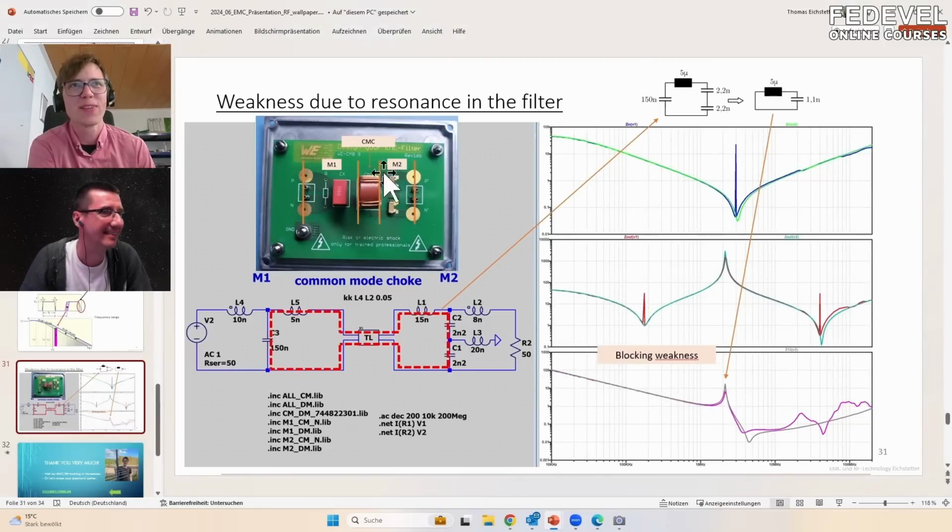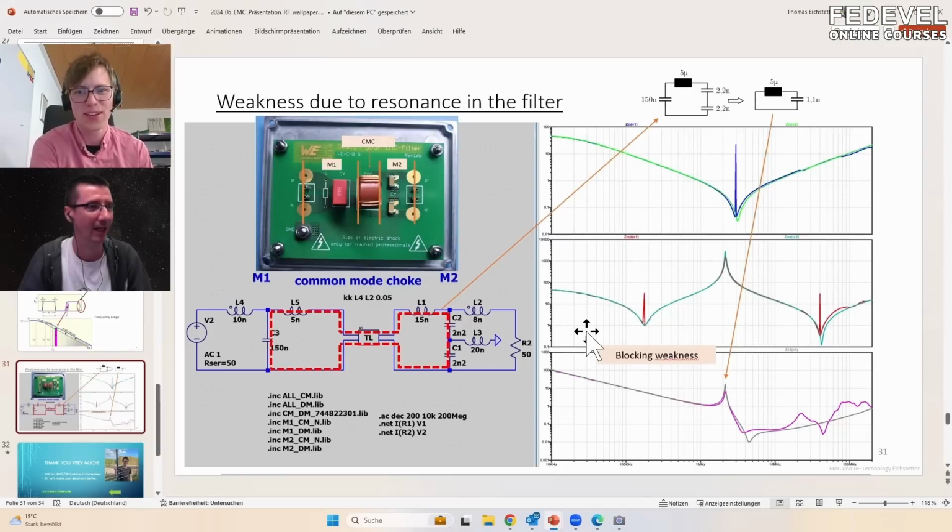So when you have a filter like this, so common mode choke, here are your Y capacitors, you get also problems here with resonance circuits within the circuit, which then can again create some weakness points. So it's not so easy at all to make a common mode filter. Because you put more circuits together and they are going to influence each other, and you will have more resonance frequencies. Exactly.